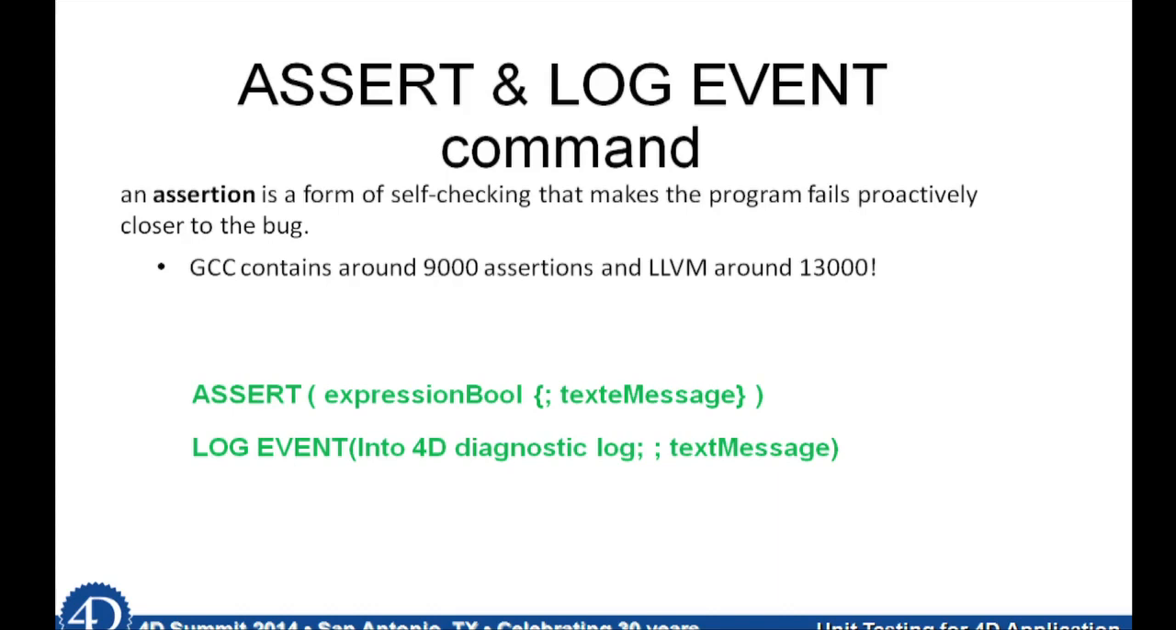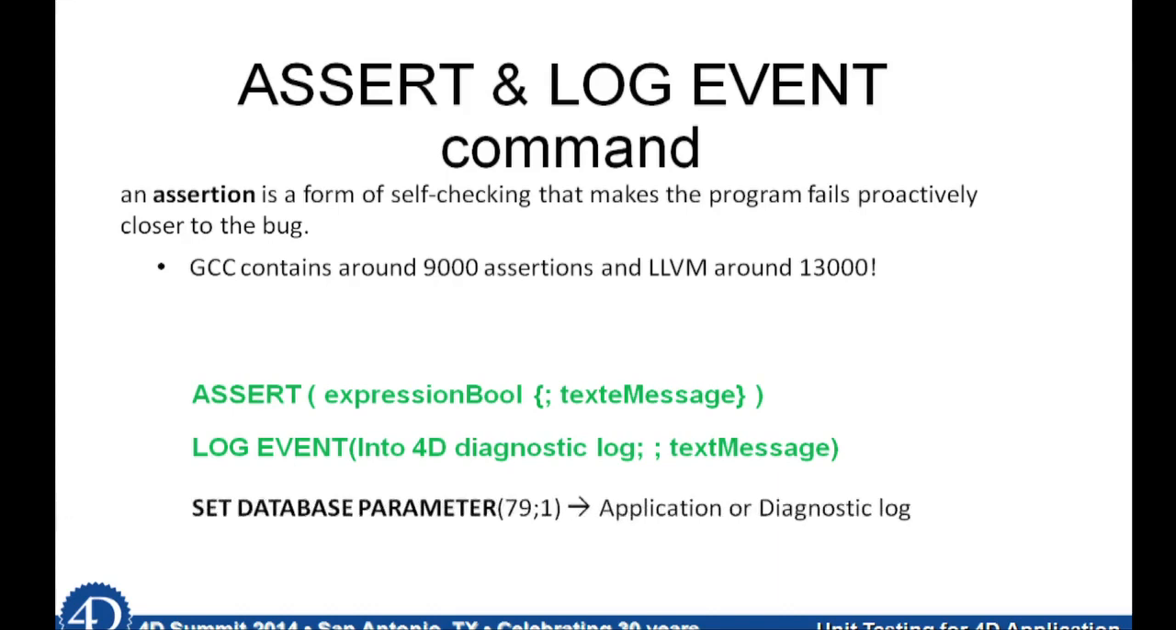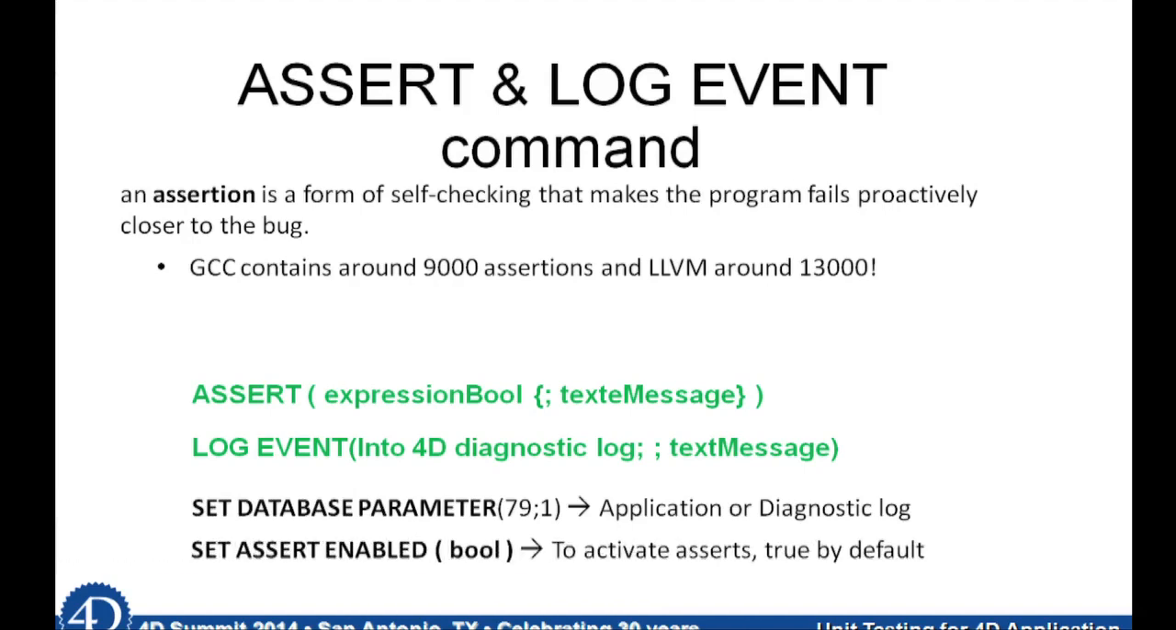It's kind of hard to pop up a display and make sure that the right information is on screen, but by just logging a bunch of information in a log file, and after parsing the log file, you can make sure that your execution path went the right way. So application log is parameter 79, and you have also set ASSERT enabled. You can activate or deactivate all of the ASSERTs in your code in just one line.